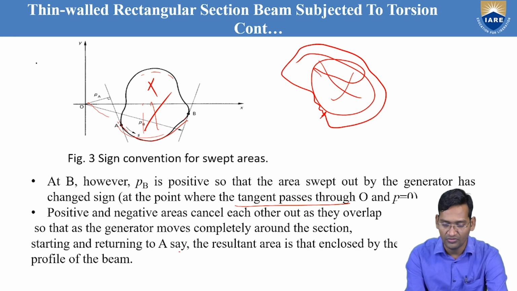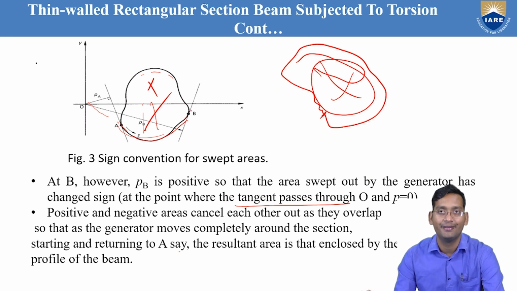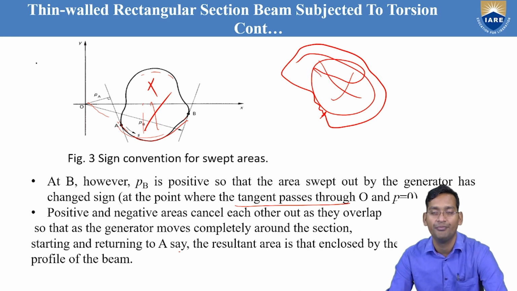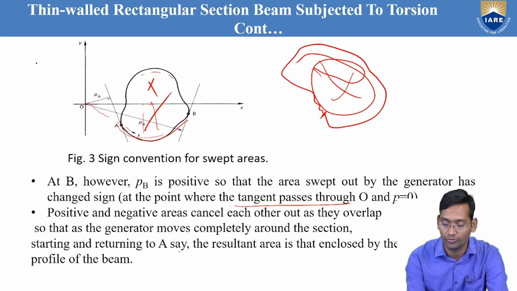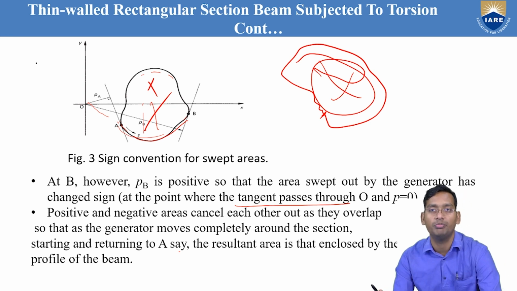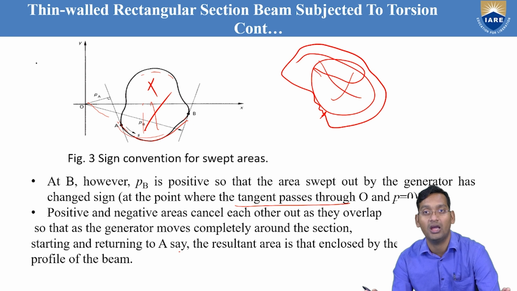Okay, so now once it reaches OB, however, P is positive at B, so the area swept out by the generator has changed sign. So now at B, P is positive, so the sign will change and hence the swept area also becomes positive. Okay, at the point where the tangent passes through O, P equals 0. So where the tangent passes through O, right, that time P is 0. Positive and negative area cancel each other out as they develop, so that the generator moves completely around the section, starting and returning to it.